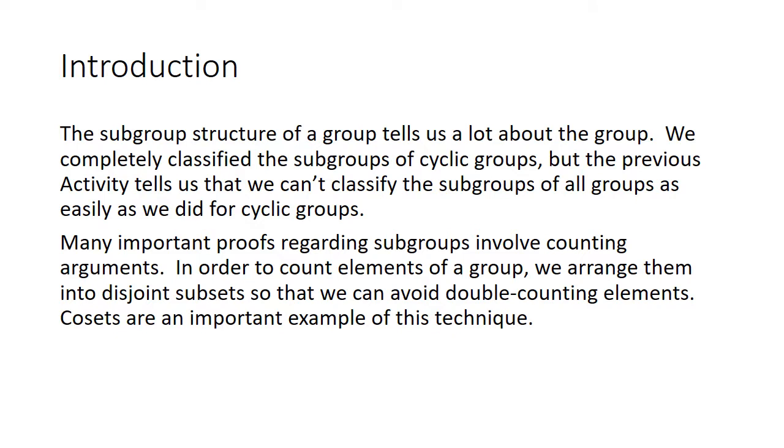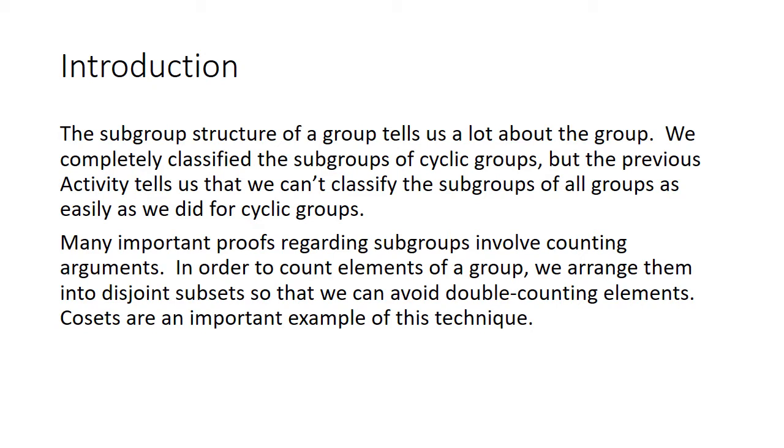Okay, so now let's get a little more into the meat of this investigation. So the subgroup structure of a group tells us a lot about the group. We completely classified the subgroups of cyclic groups, but the previous activity tells us that we can't classify the subgroups of all groups as easily as we did for cyclic groups. So just to expand on that a little more, in the previous activity, we did find that we had a subgroup of the size of each divisor of the group order, but they were not unique the way they were for cyclic groups. So that already tells us this is going to be a little bit harder.